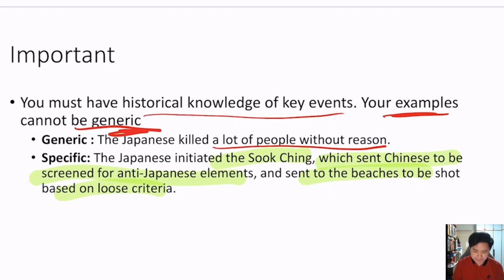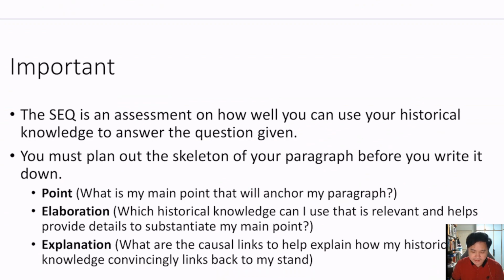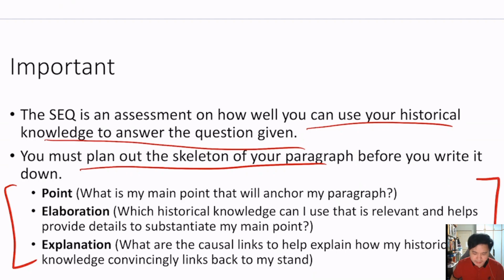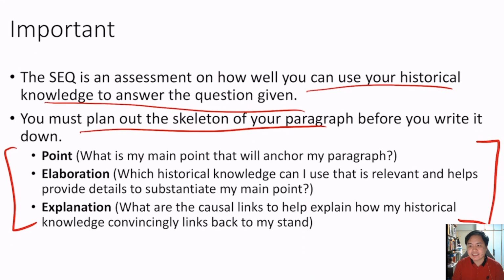Now, important, the SEQ is an assessment of how well you can use your historical knowledge to answer the question given. Hence, you must plan out, write the skeleton before you write it down, because everything must look like this: the point, the elaboration, and explanation. It's just like you're doing an inference, just that in this case, you don't have the sources to fall back on. You have to use your historical knowledge as your evidence to elaborate on your main point.